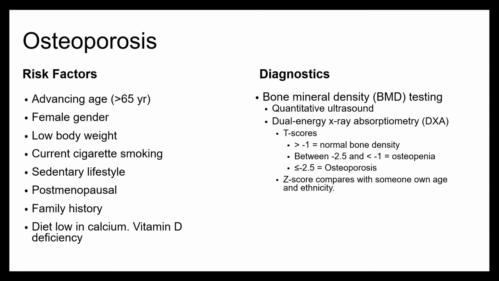For example, a T-score of a -3 or -3.5 would also fall in the osteoporosis category, whereas a T-score of -0.5 or +1 or +2 would classify as normal bone density. The Z-score, which is also usually determined with the DEXA scan, is a comparison of the patient's bone density with someone their own age and ethnicity. The T-score is a comparison of that patient's bone density against a 30-year-old's bone density.